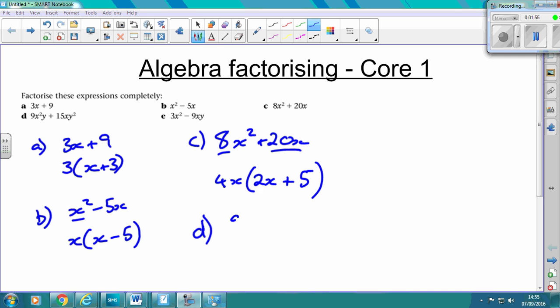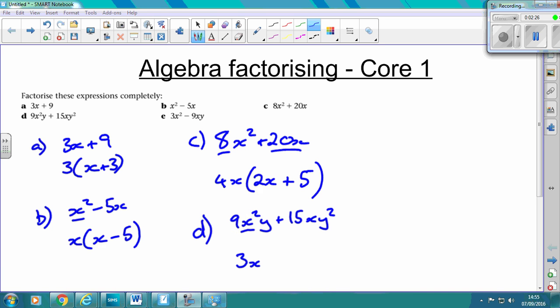Okay, question D. We've got 9x squared y plus 15xy squared. So now what we've got to do is find out what goes into both of them. If we have a look at the numbers first of all, the biggest number that goes into both these parts is 3, so we take 3 outside the brackets. Now, can we take an x squared out? We've got an x squared here, but we've only got a single x here, so we can only take 1x out. We haven't got 2 x's in both of them.